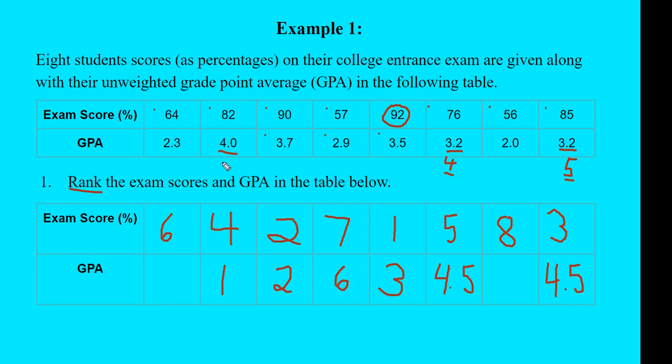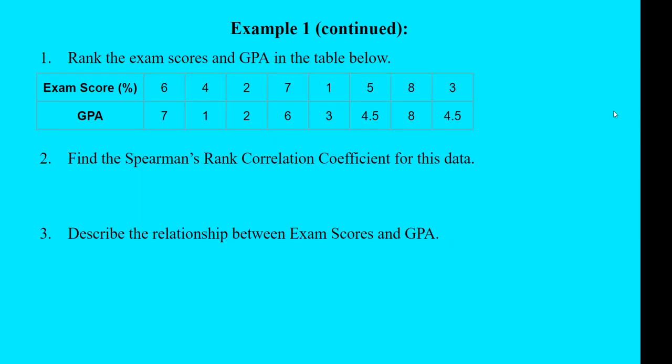And then the 7th rank would be 2.3. And then finally our 8th rank, 2.0. All right, so now that we've ranked our data, we can actually find Spearman's rank correlation coefficient. So I've recreated that data that we just did there in this slightly more neat table.